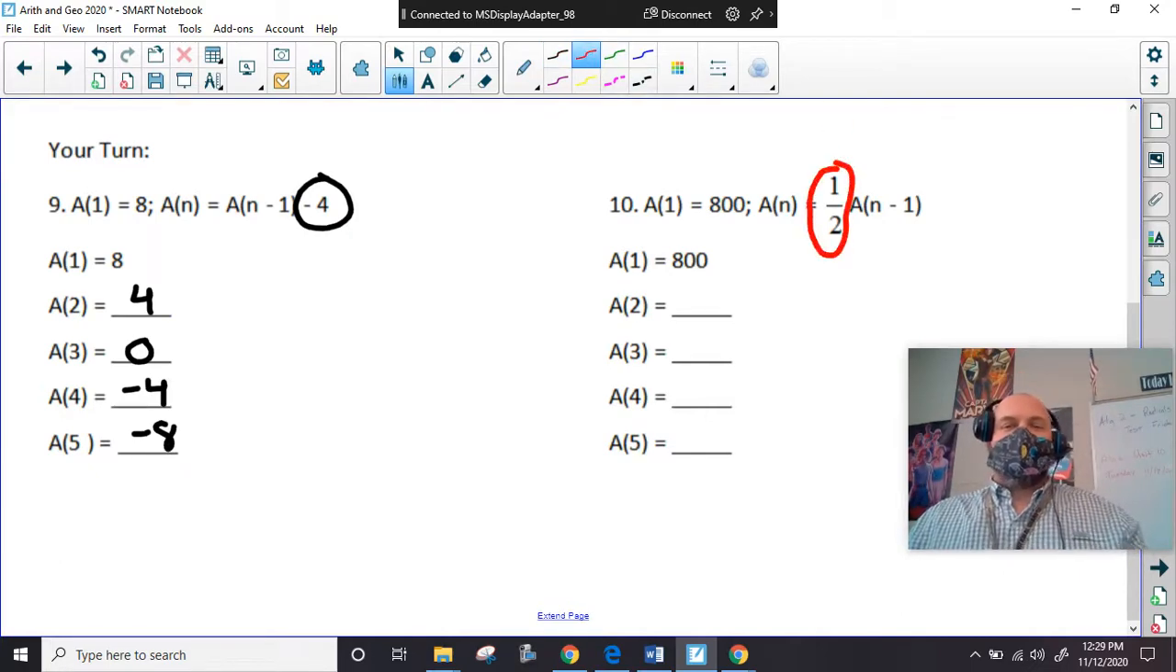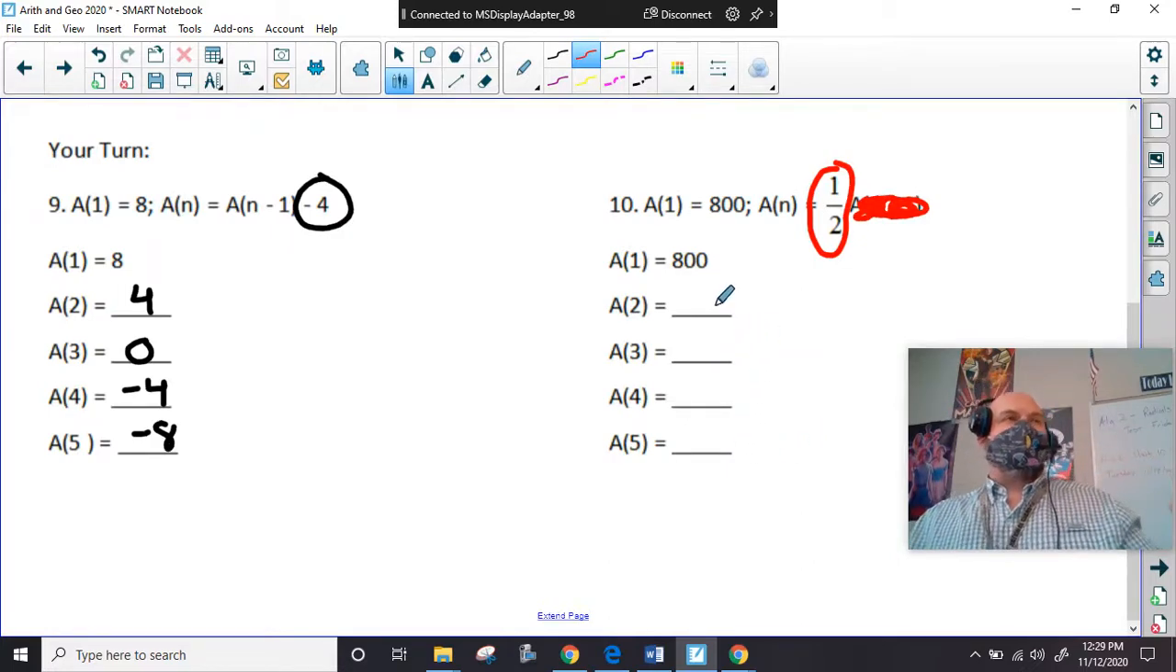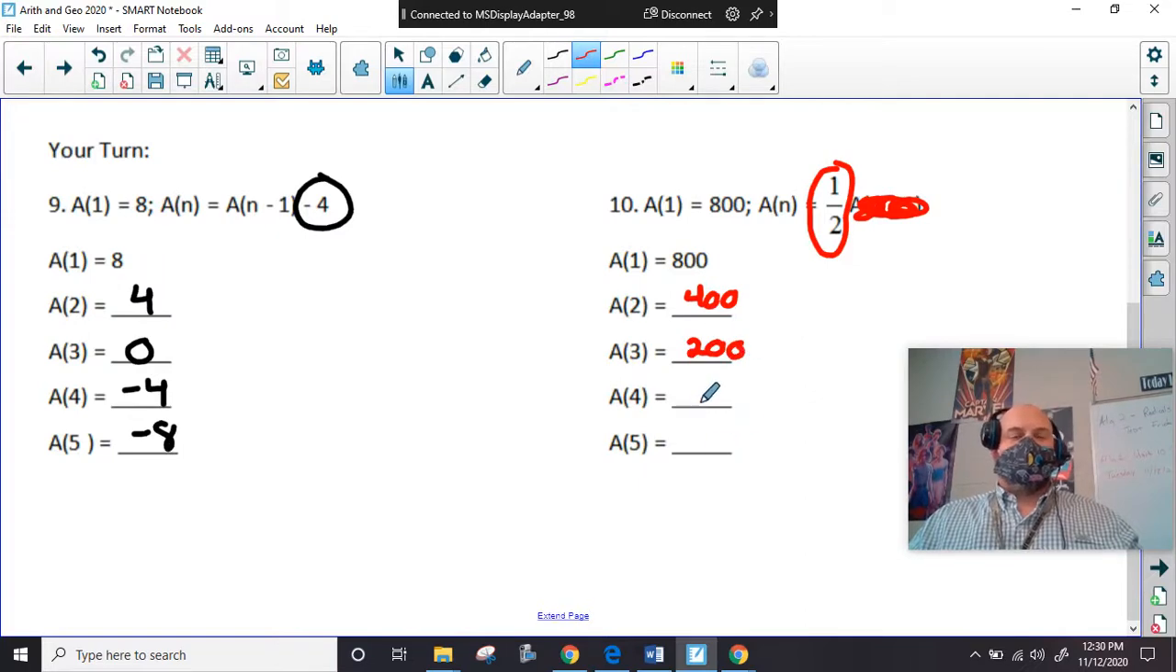This one doesn't have a dot or anything out there, but remember, we never look at all that other stuff. So we're actually multiplying by 1/2. Now, multiplying by 1/2 is the same thing as dividing by 2. So what's half of 800? What's half of 400? What's half of 200? What's half of 100?